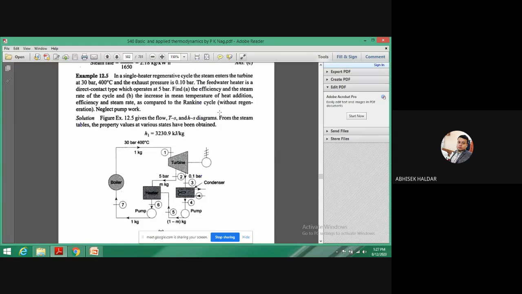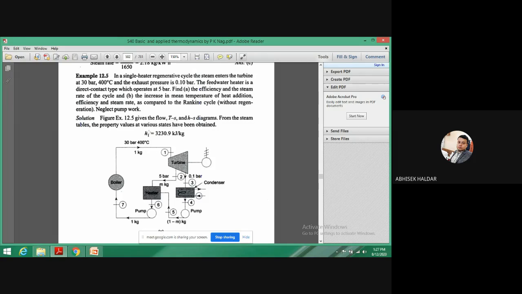So let us see. Whenever it is given 30 bar and 400 degrees Celsius, I can get the value of H1 directly from the Mollier diagram. So finding this point is very easy.